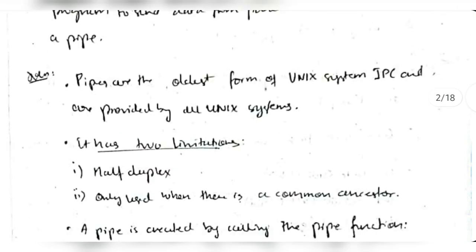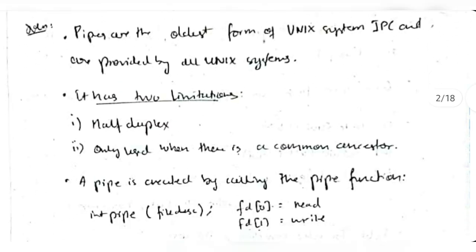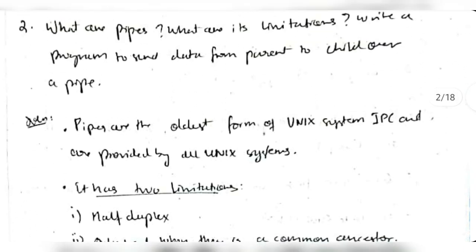Pipes are created only between the parent and the child. In those two cases only will a pipe be created. So what is a pipe? A pipe is just a data structure used for transferring data from one place to another place. That answers the first question.